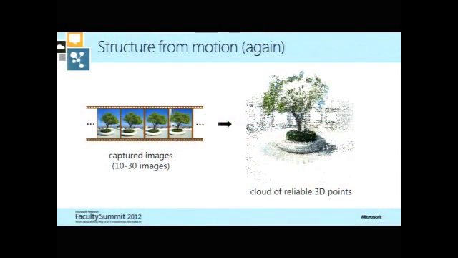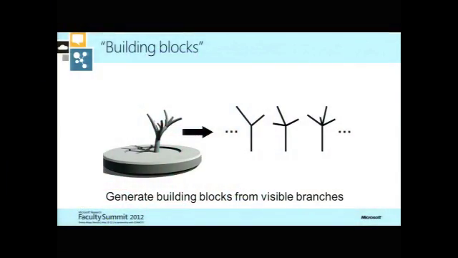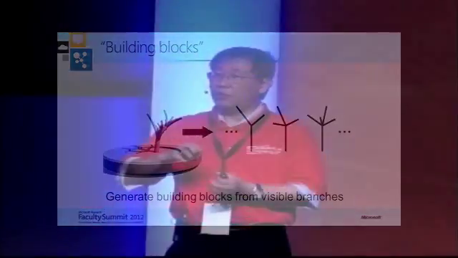So this is as before. Capture between 10 and 30 images. We get a cloud of three-dimensional points. And again, this is not sufficient for rendering. We convert the segmented branch points into three-dimensional surfaces. And once we have done that, we know which are the parent branches and which are the child branches. And we separate them to generate building blocks.